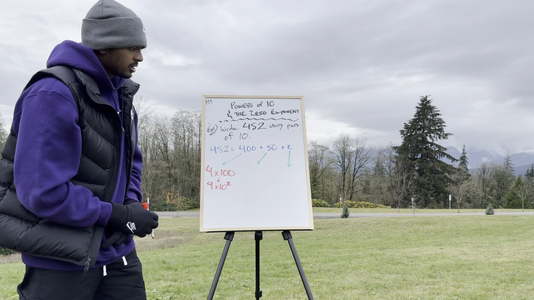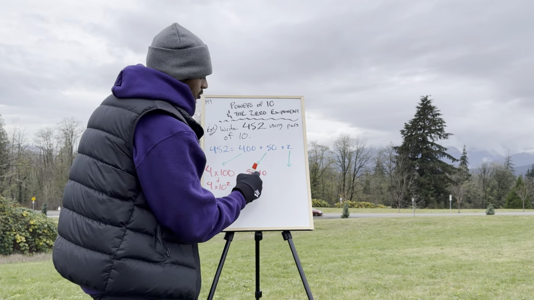Our first one is done. Let's do 50. That's just 5 times 10, aka 5 times 10 to the power of 1. 1 0. Next one, this is 2 times 1. Now this one is where the trickiness comes from. This is 2 times 10 to the power of 0 because there's 0 zeros there.